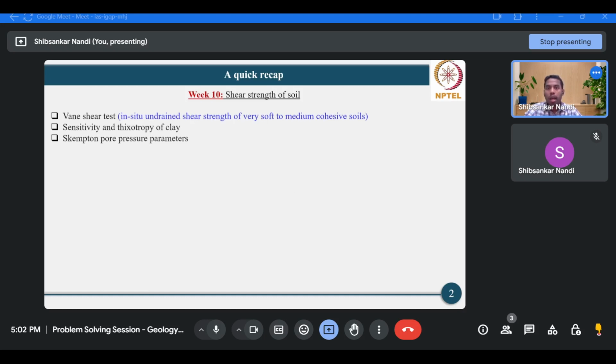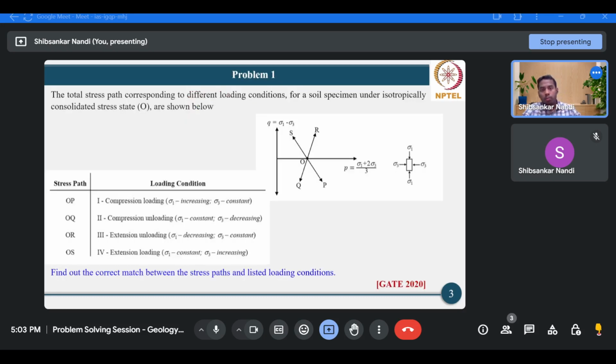session. Apart from this, we couldn't solve one numerical problem in the last session, so we'll start this session with that problem. This is the problem which we left in the last session as a homework. So we'll see how we can solve this problem. This is regarding the stress path, and this question is taken from GATE examination 2020.